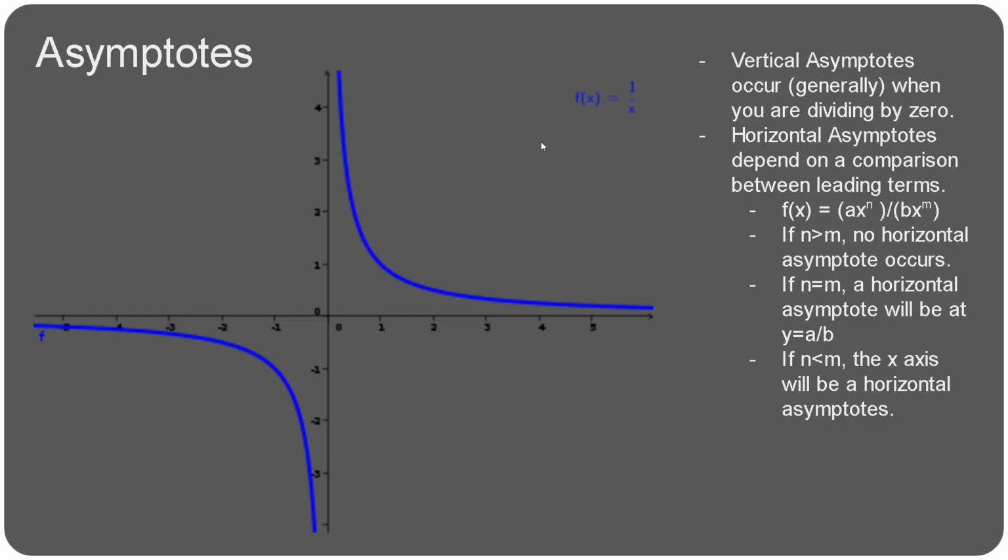And this can kind of be seen with 1 over x. The bottom of the function is bigger. So that's why there's a horizontal asymptote at the x-axis right there.